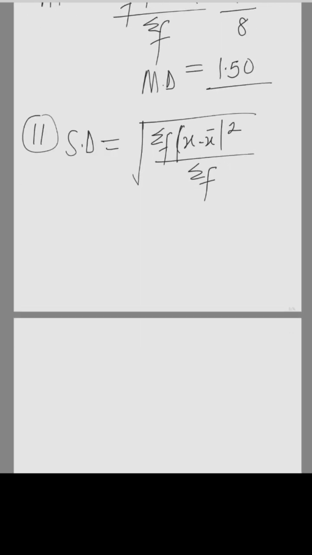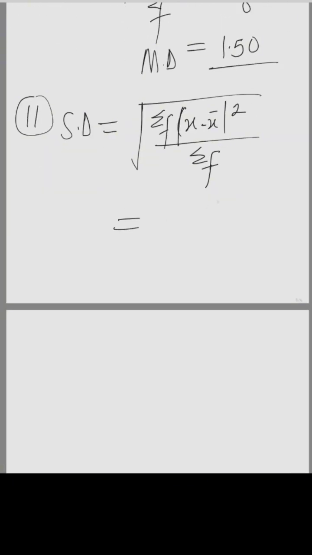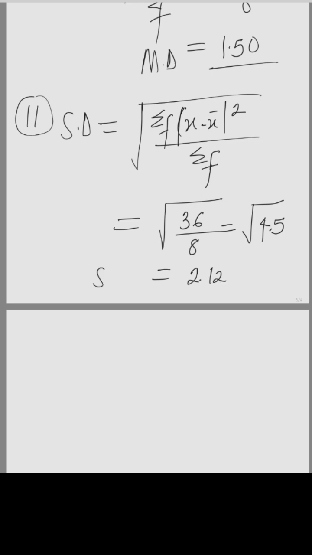So let's substitute now. This is equal to the square root of 36 over 8, which is going to be the square root of 4.5. The square root of 4.5 to two decimal places is going to give us a value of 2.12. So this is the standard deviation, 2.12.